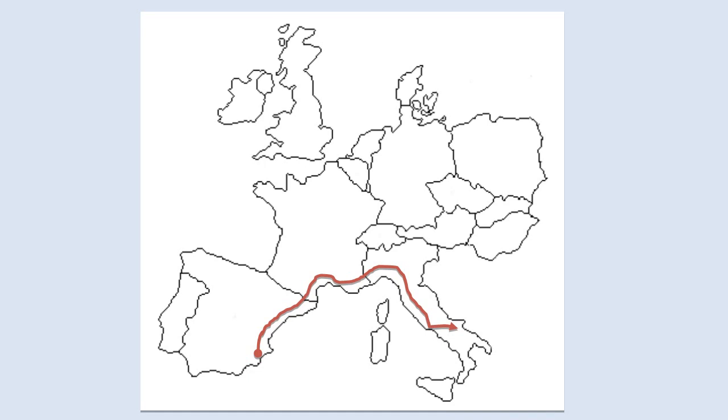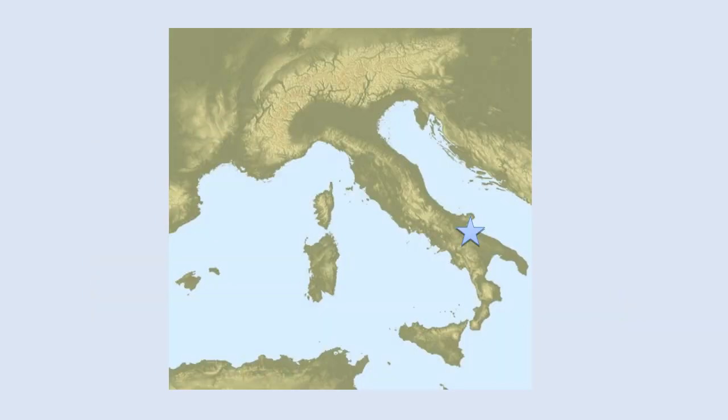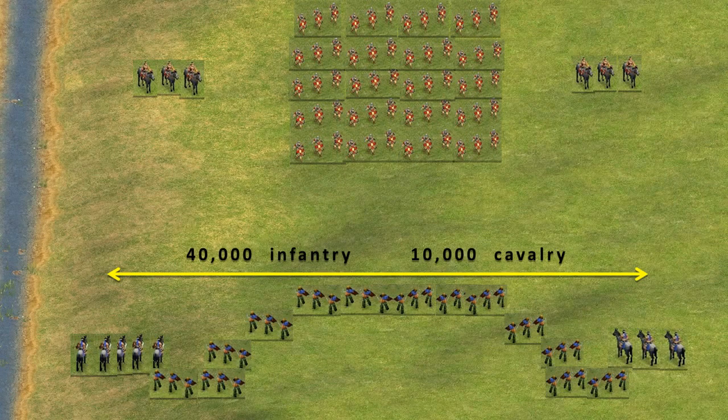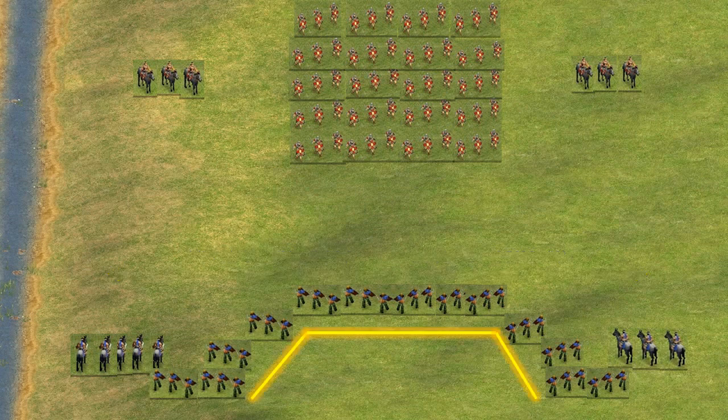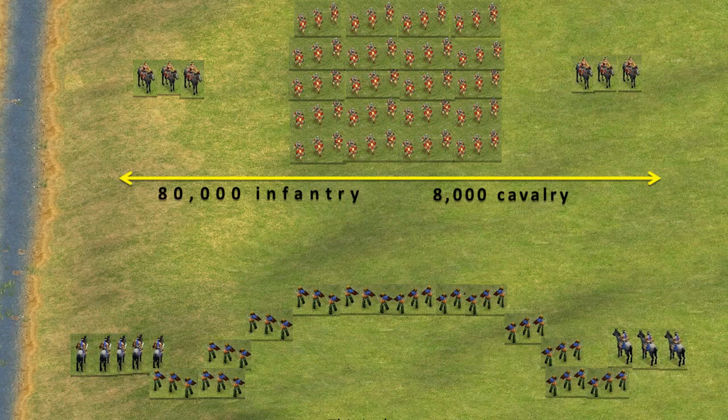A larger Roman army was sent, under the command of consuls Varro and Paulus, to confront Hannibal, and both sides met at the village of Cannae in southeastern Italy. The Carthaginian army had around 40,000 infantry and 10,000 cavalry. The formation Hannibal used on the day was a crescent curving out towards the Romans. He placed his Spanish and Gallic units in the centre, his African units on the flanks, and his cavalry on the left and right. The Romans had around 80,000 men and 8,000 cavalry.